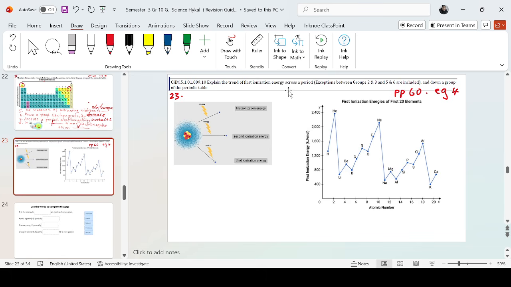Number 23. Explain the trend in ionization energy across a period. Across the period: from hydrogen to helium, this is period 1. From lithium to neon, this is period 2. From sodium to argon, this is period 3. First ionization energy. Look, across the period, the ionization energy is increasing.